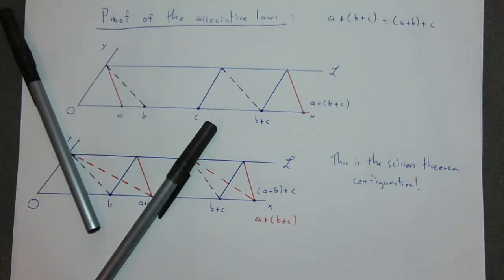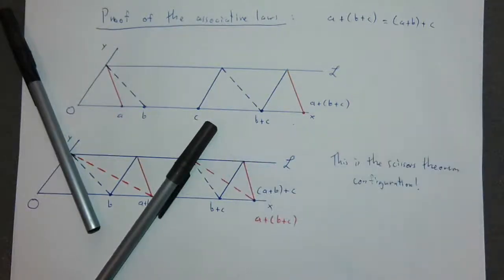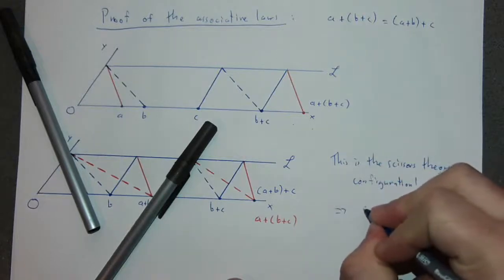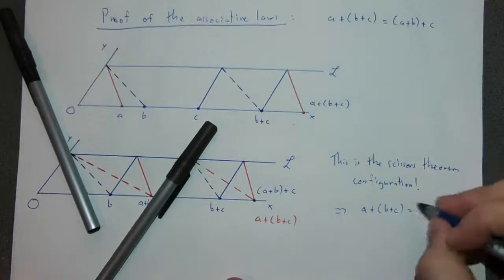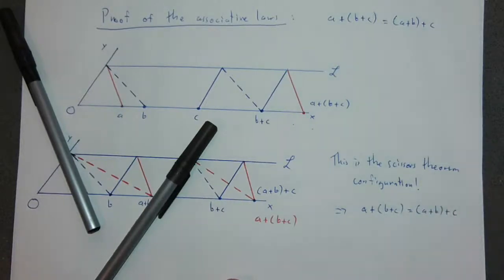Okay, so this is the scissors theorem. And so what this says is that this line we've drawn in is parallel. So this line drawn in this way passes through this point, and so these 2 points are equal, right? So the 2 points constructed in this way are indeed equal, and so A plus B plus C is equal to A plus B plus C. Okay.